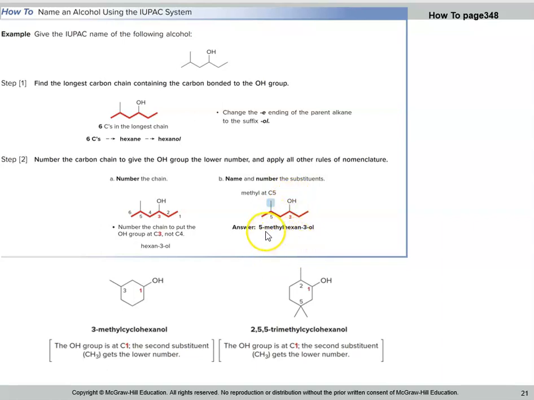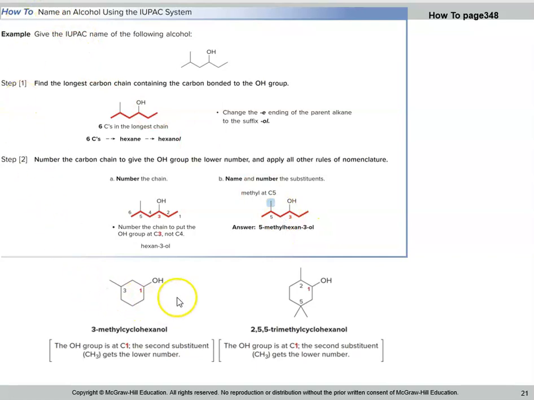So an example here is a chain that's 1, 2, 3, 4, 5, 6 length long, so it's going to be a hexane, but we're going to number it so that the OH group gets the lowest number. So there's a 5-methyl hexane 3-ol. Here we're using that numbering system where you put that 3 next to the functional group ending.